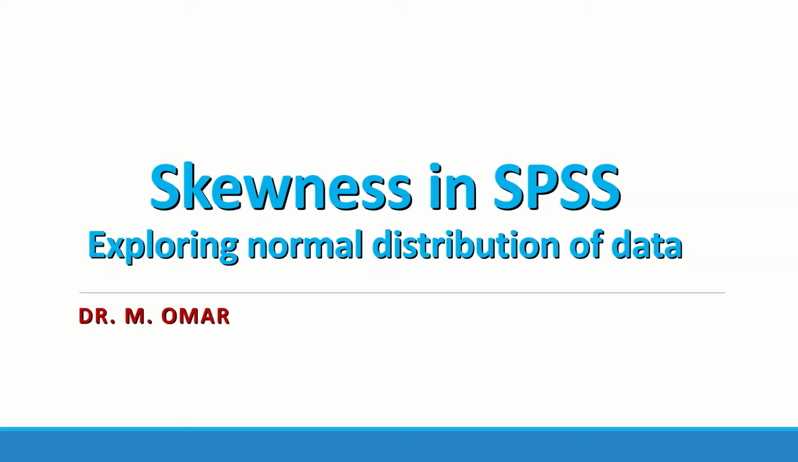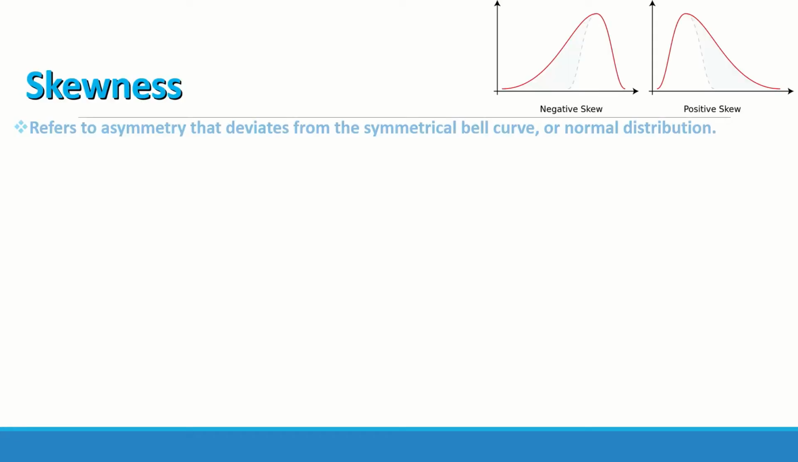Omar. In this video clip I will show you how to explore your data and determine whether it is normally distributed or not, whether it is skewed or not. That is in SPSS. Now what does skewness mean? It refers to asymmetry that deviates from the symmetrical bell-curved or normal distribution.